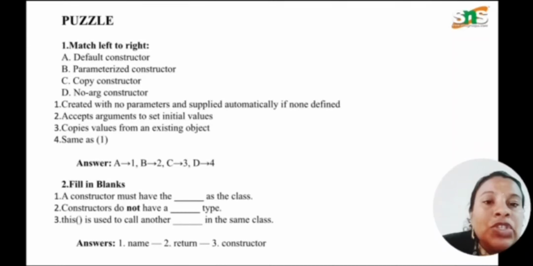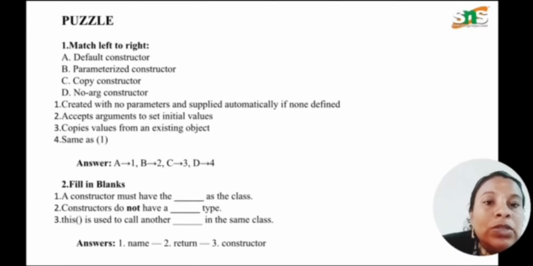A constructor must have a dash as the class. We have already seen the constructor name should be the same as your class name. So the constructor must have the same name as the class. Second, constructors do not have a dash type. Even a method can have a return type, but a constructor should not have a return type. So the correct answer is return.